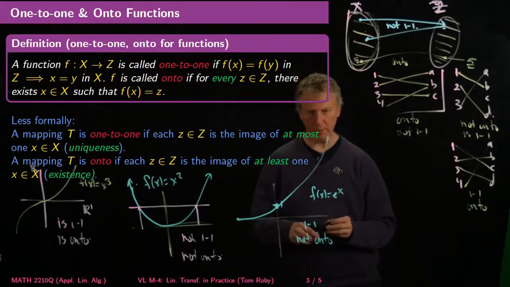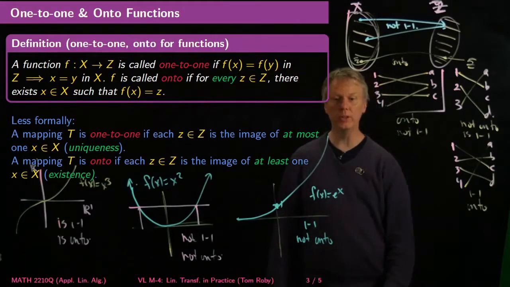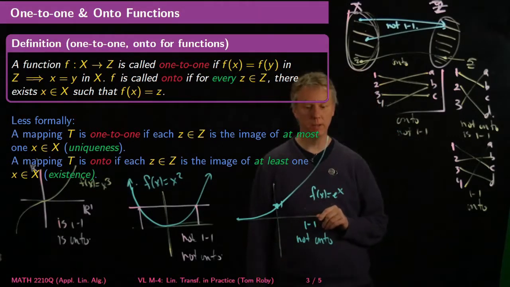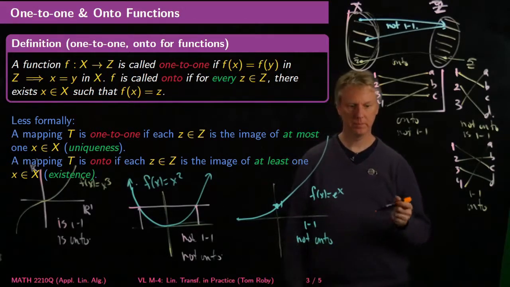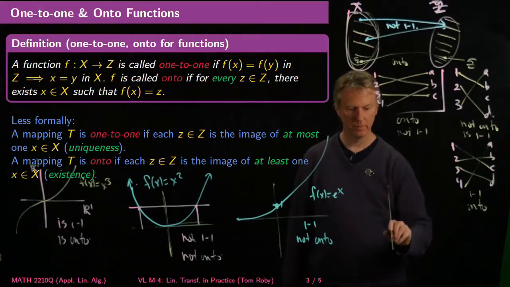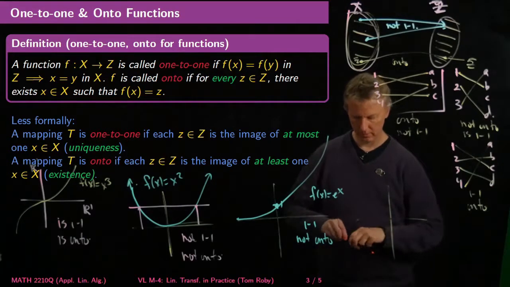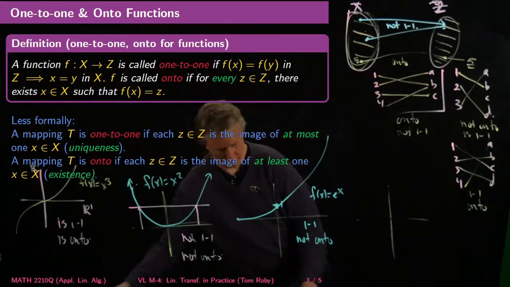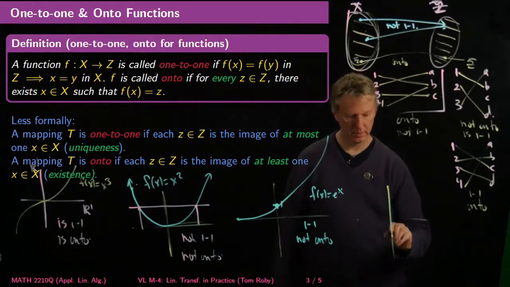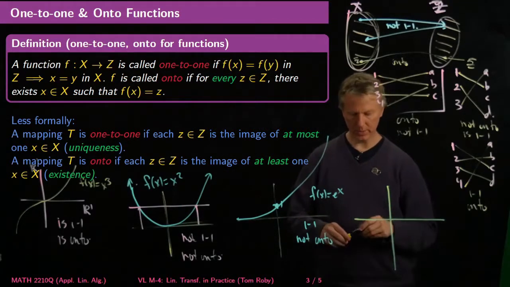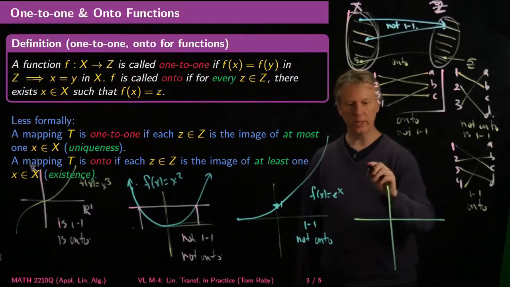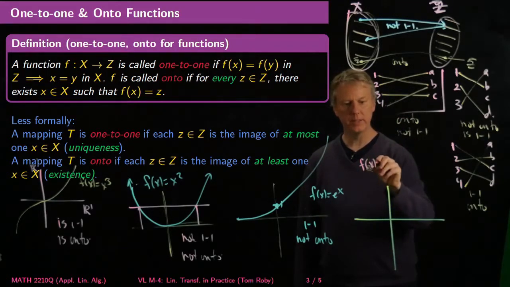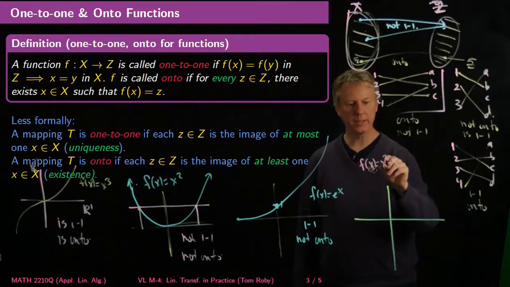And can you think of an example of a function that is onto but not one-to-one? You might want to pause. This is maybe a little bit harder. So let me draw some axes here. Well, here's one example. If I just want to look at cubics, I can look at the function f of x equals x cubed minus x.